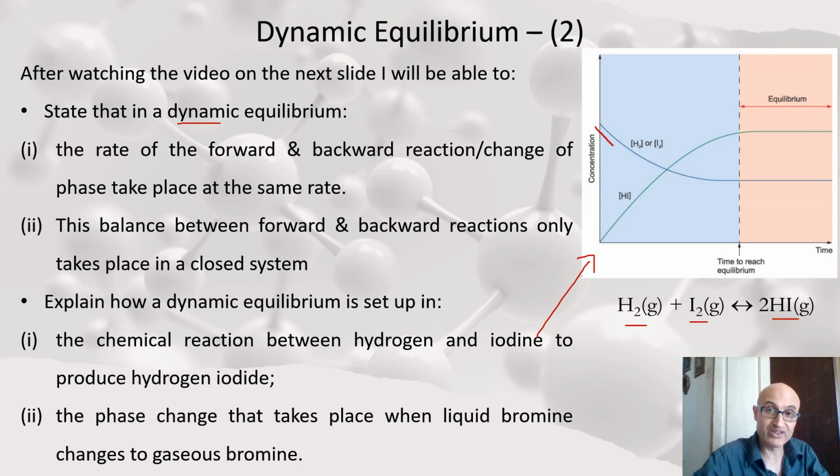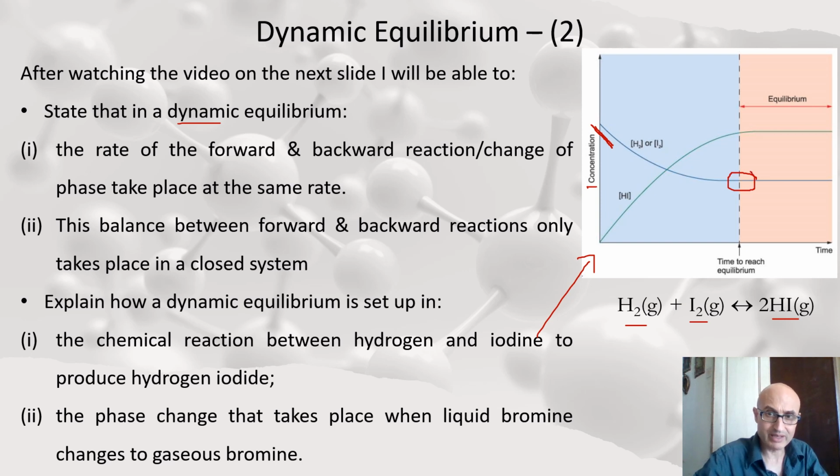So the concentration or the amount or the pressure related to the hydrogen and to the iodine will quickly drop. Let's call it concentration, as is written on the y-axis. So the concentration of the hydrogen and the concentration of the iodine will quickly drop until it reaches a steady state. This is the steady state that we get at equilibrium.